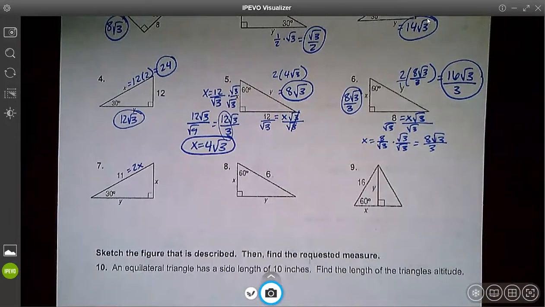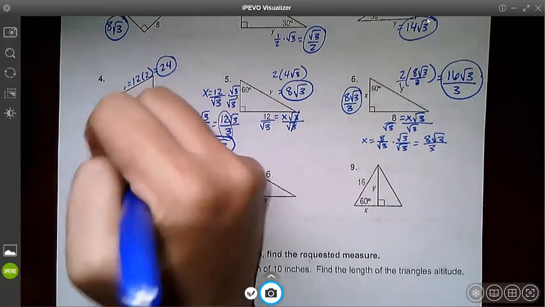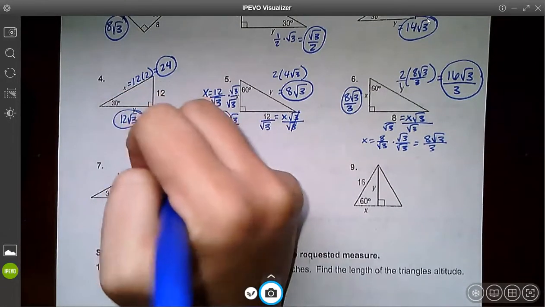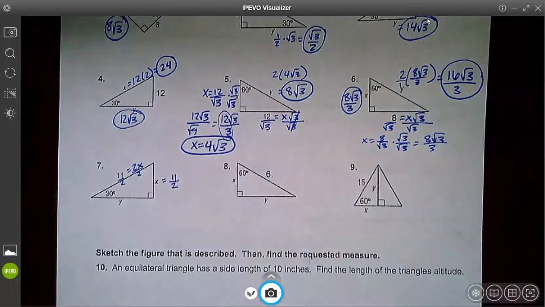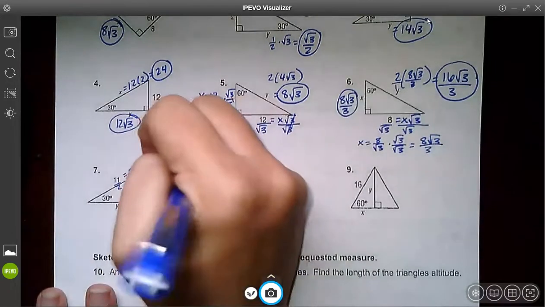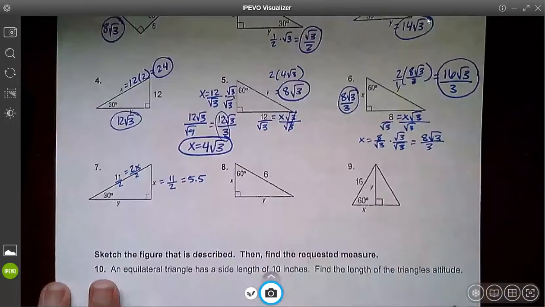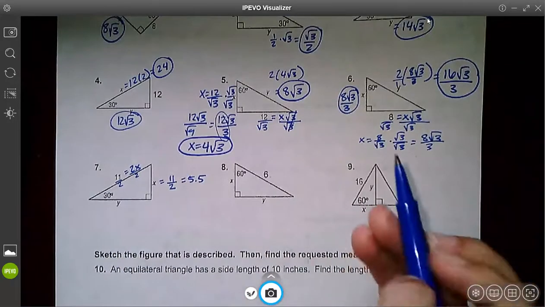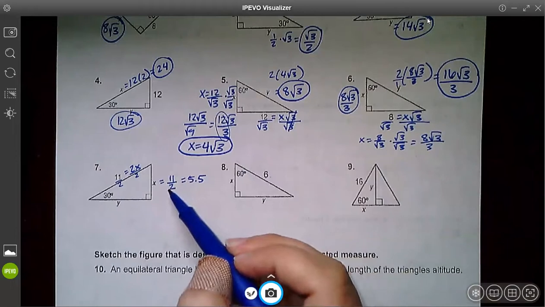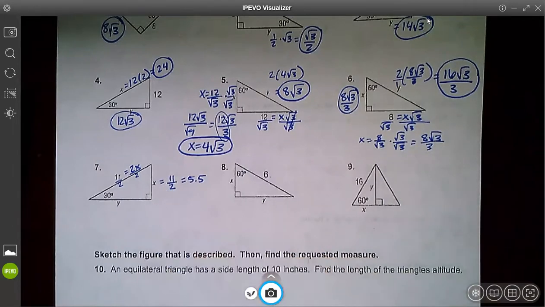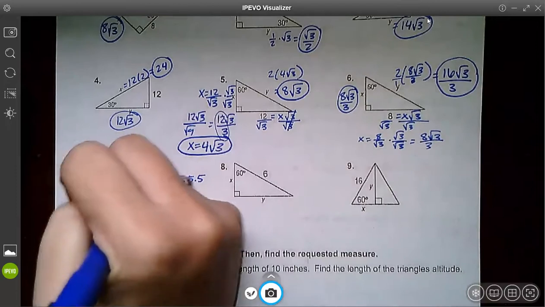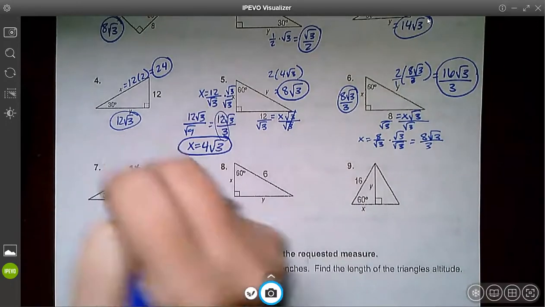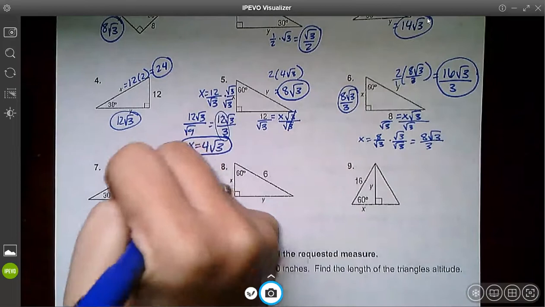2x equals 11. So I'm going to divide both sides by 2. And you get x equals 11 over 2. I'm leaving that as a fraction because it looks nicer with a radical than 5.5. You could also say 5.5, but I'm going to leave it as a fraction. So then I take my short leg and multiply it by root 3 to find my long leg. So I have 11 over 2 times the square root of 3, which is 11 root 3 over 2.